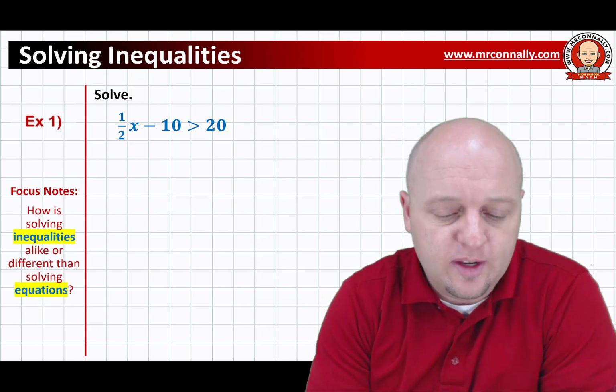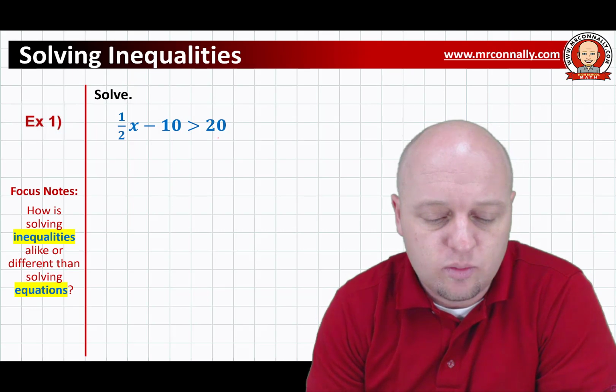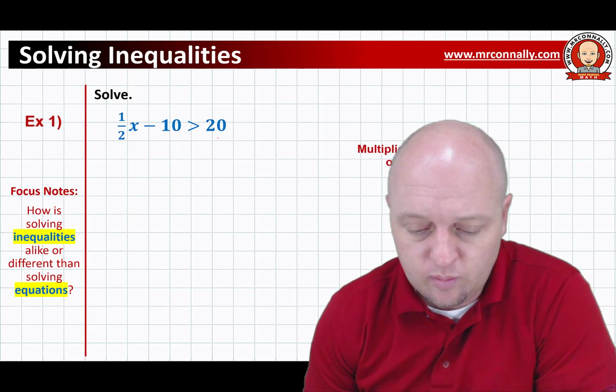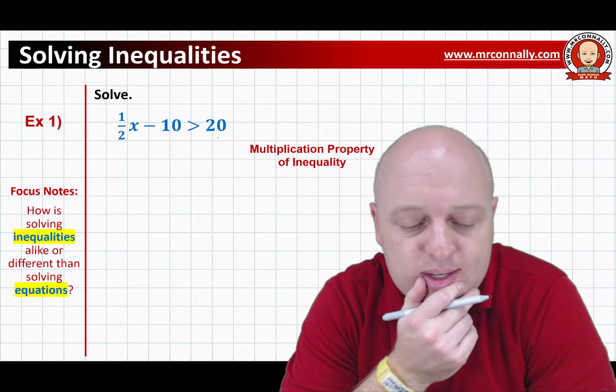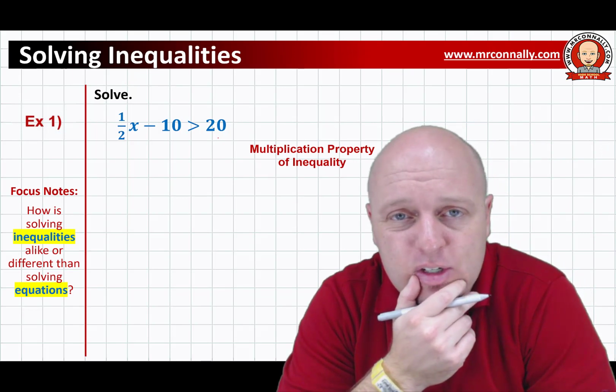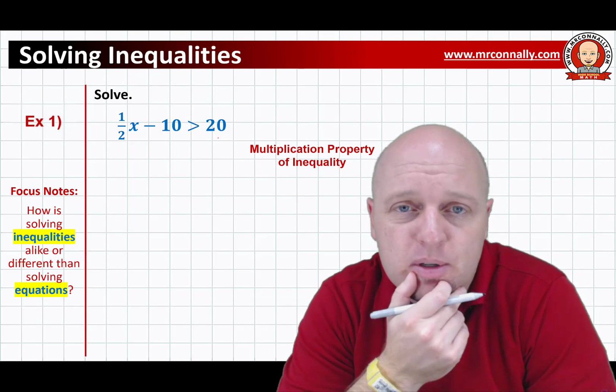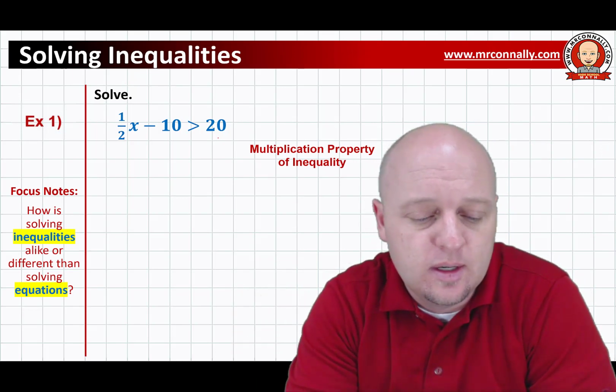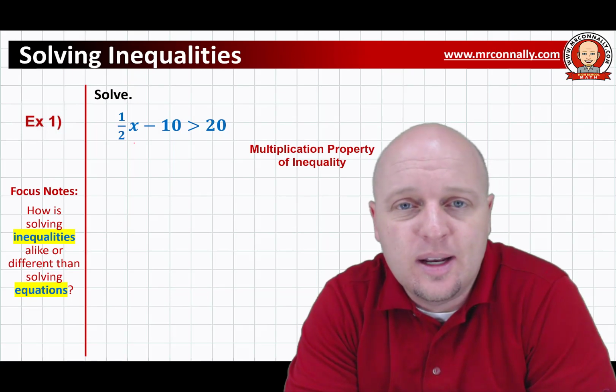All right, so 1/2 x minus 10 is greater than 20. One of the first steps we may want to do is get rid of that fraction. I know we don't have to, but it's so much easier to visualize the variable when it's not a fraction.